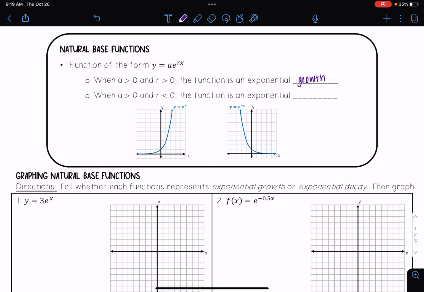And then when a is positive and r is negative, the function is an exponential decay. So here we have growth. In the first one, I see as we go along the x-axis that this function gets bigger and bigger. And then for this other one, I have decay, and I see as we go along the x-axis, the function gets closer and closer to 0.